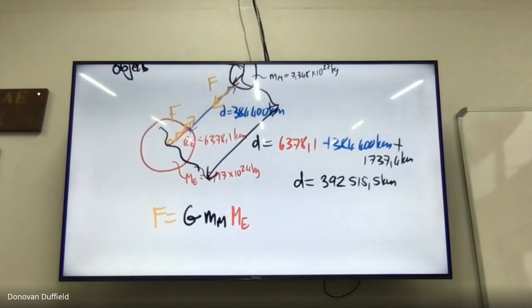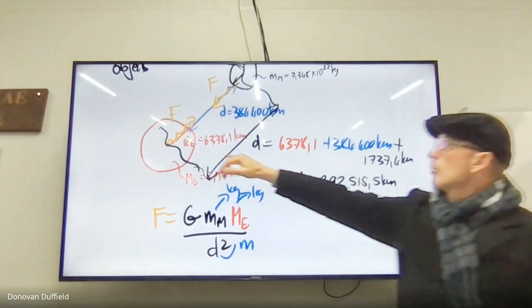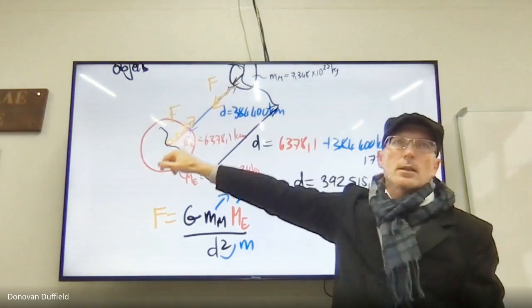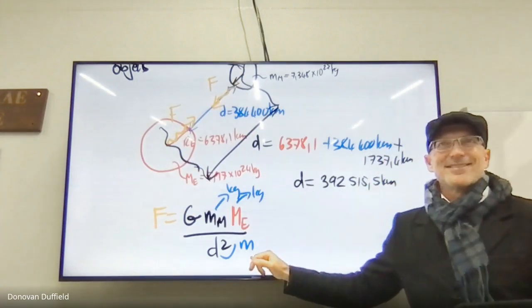But when we put it into here, these need to be in kilograms, and this needs to be in meters. And that's a common mistake. A common mistake when grade 11s do this is they don't work with the distance between the centers, and they don't work with the distance in meters.